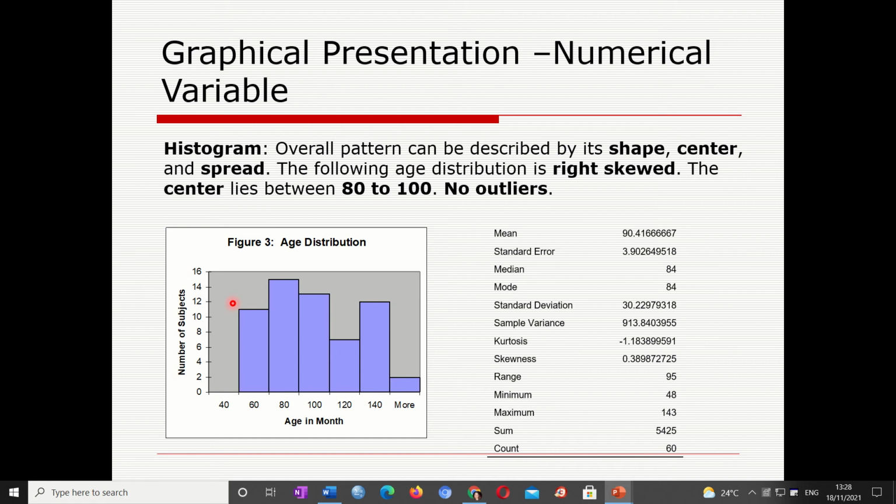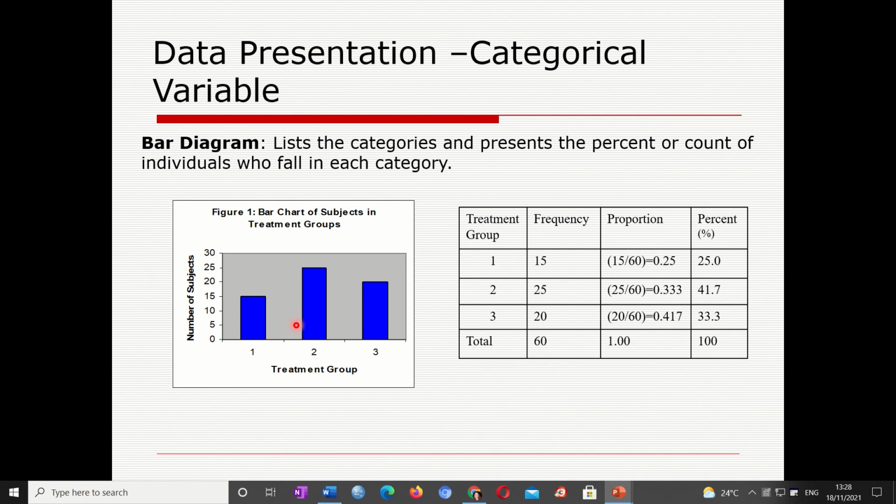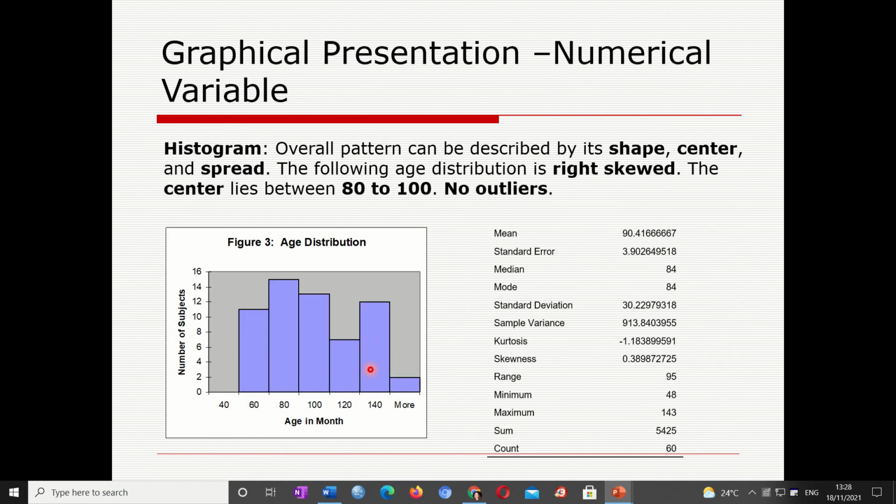Yes, another graph. Now, this is called a histogram. Let us see the difference between a histogram and a bar chart, okay? A histogram has no spaces in between, okay? But look here, this bar chart has spaces, okay? A histogram does not have any space. And here, let us read what it says. Overall pattern can be described by its shape, center, and spread.